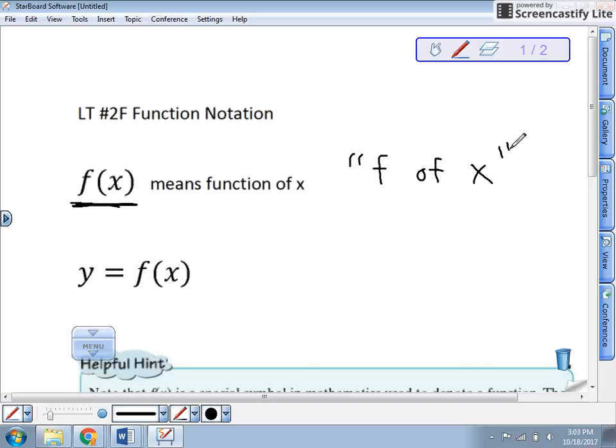Now all you need to know, it's really pretty simple, is that instead of using y, we use y equals f of x. So wherever you used to say y, now we're just going to use f of x. And that's really all converting to function notation is.